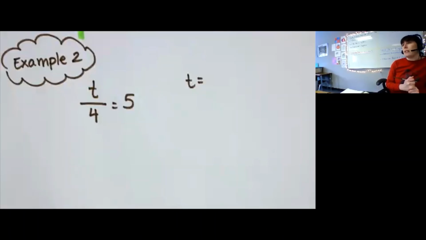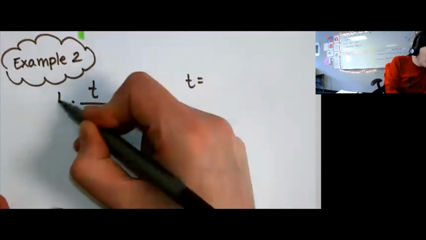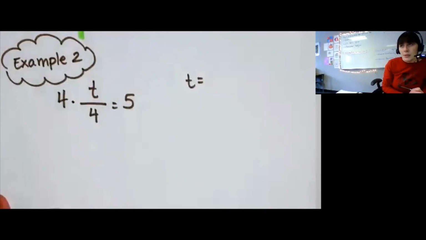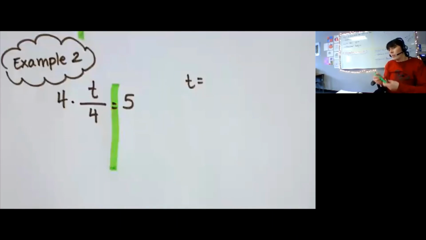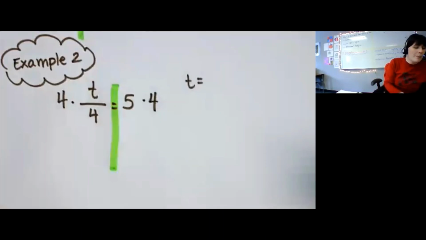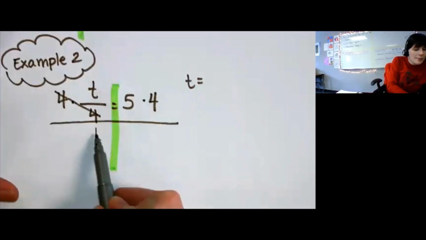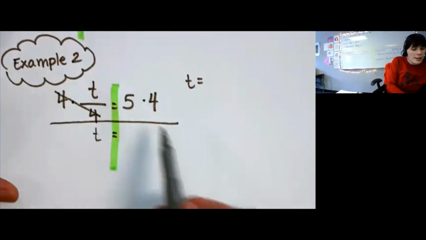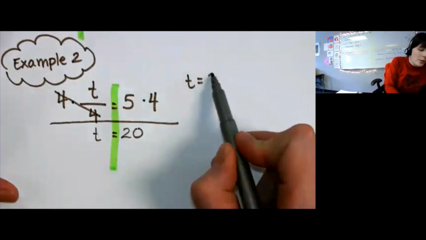So t is being divided by 4, and we need to do the opposite of what is happening to it. So we should multiply by 4, because 4 divided by 4 gives us 1, and we have successfully isolated our t. And if I do something on one side of the equation, I have to do the same on the other. We multiply the left side by 4, and now we need to multiply the right side by 4. These 4's cancel out, and the t drops down. 5 times 4 is 20, and so our final answer is t equals 20.